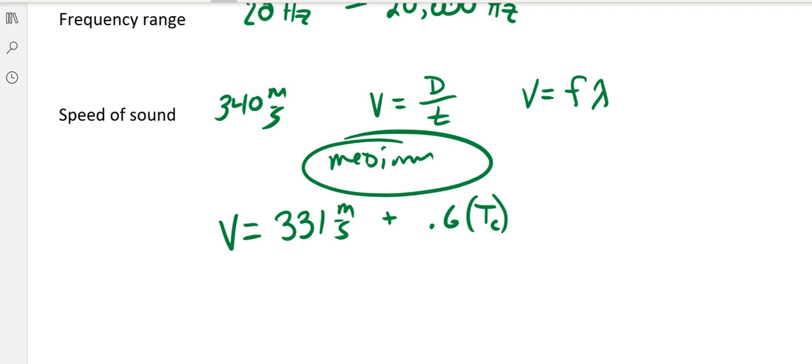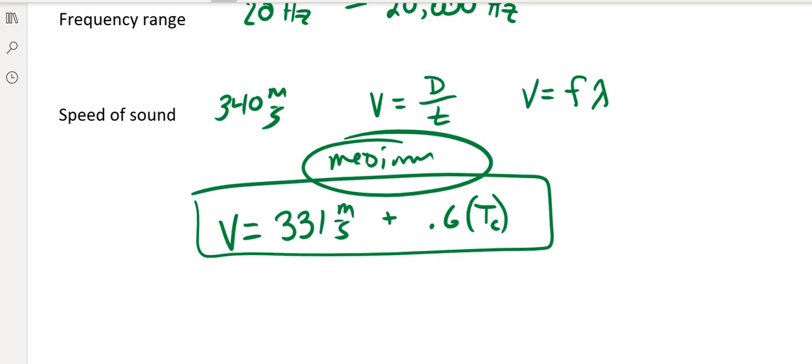Okay, so if you put in 0 for that temperature, then it's just 331 meters per second. The speed of sound in air increases as the temperature goes up. As the temperature goes down, the speed of sound decreases. Okay? So with that in mind, we're simply going to do some calculations, and I'll show you how to use that. We're simply going to be using this equation.